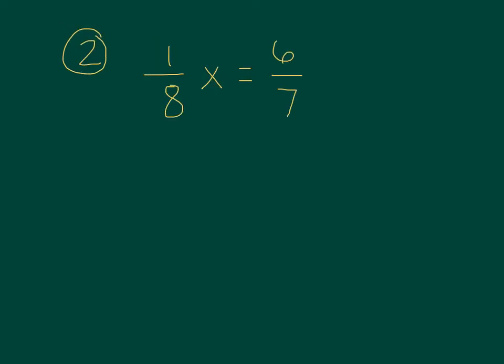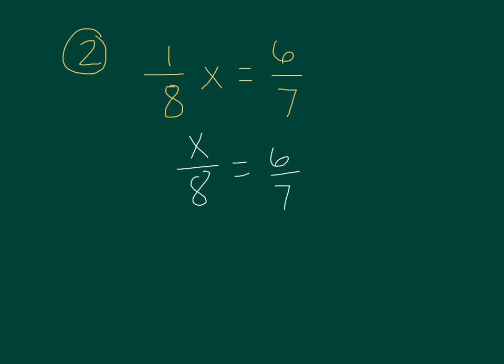Let's try another one. This one looks a little bit different. It's 1 over 8x equals 6 over 7. They write this weird, but really it's the same thing as what we were just doing. You got to remember x is on top because it's really over a 1. So this is the same thing as saying x over 8 equals 6 over 7. Now it's like the one we just did.